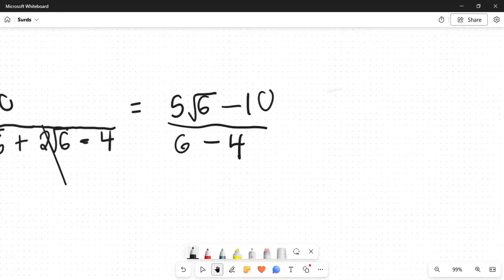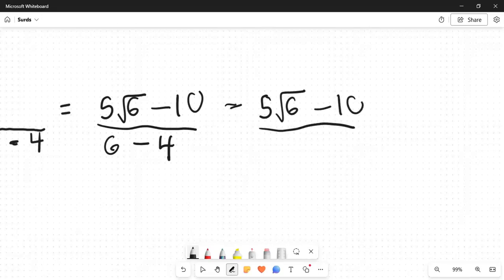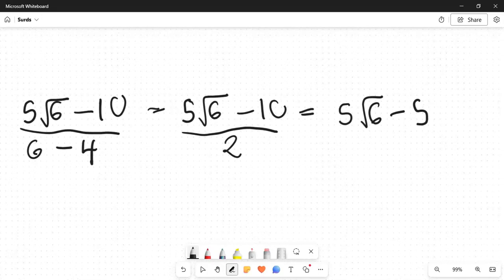So 5 root 6 minus 10 over 6 minus 4. 6 minus 4 is 2. So our expression will be 5 root 6 minus 10 divided by 2. But we can simplify: 2 and 10 can be simplified. So our answer is 5 root 6 minus 5. And this is our final answer.